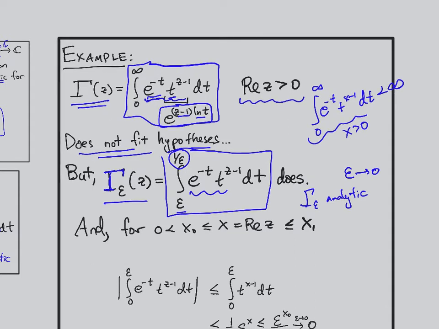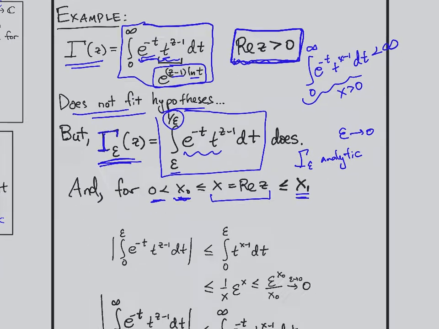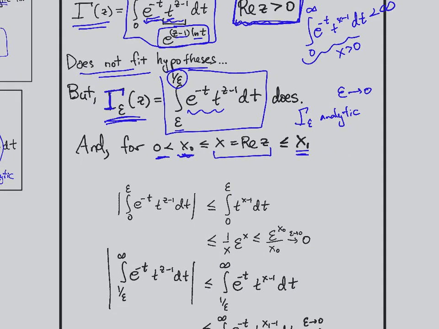But we can show that these truncations tend to gamma locally uniformly, and then that would show that gamma is analytic on this domain for real part of z greater than 0. So I can fix x naught positive and then look at real part of z between x naught and x1, which are fixed, and just estimate these terms.